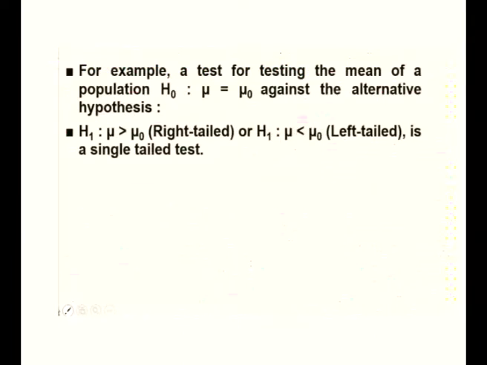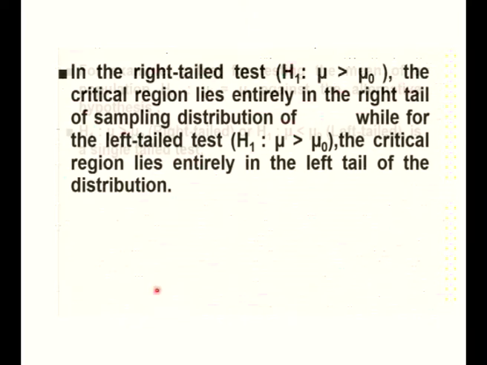For example, a test for testing the mean of a population H0: mu is equal to mu naught against the alternative hypothesis H1: mu greater than mu naught is right-tailed, or H1: mu less than mu naught is left-tailed, and is called a single-tailed test. In the right-tailed test, the critical region lies entirely in the right tail of the sampling distribution of mu, while for the left-tailed test the critical region lies entirely in the left tail of the distribution.